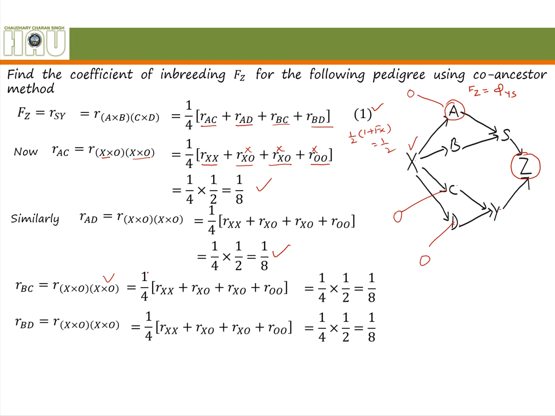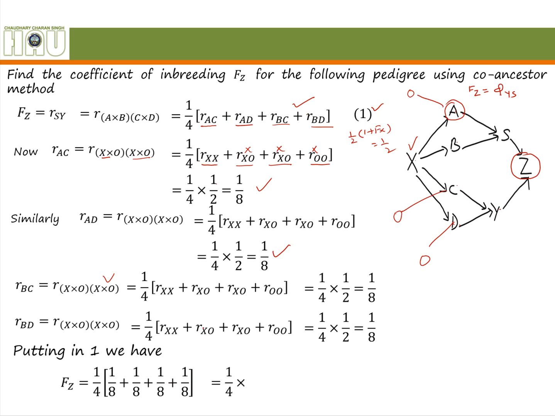Now put all these values in equation number 1. So it is 1 by 4 times 1 by 8 plus 1 by 8 plus 1 by 8 plus 1 by 8. It is 1 by 2. So 1 by 4 into 1 by 2 is 1 by 8.